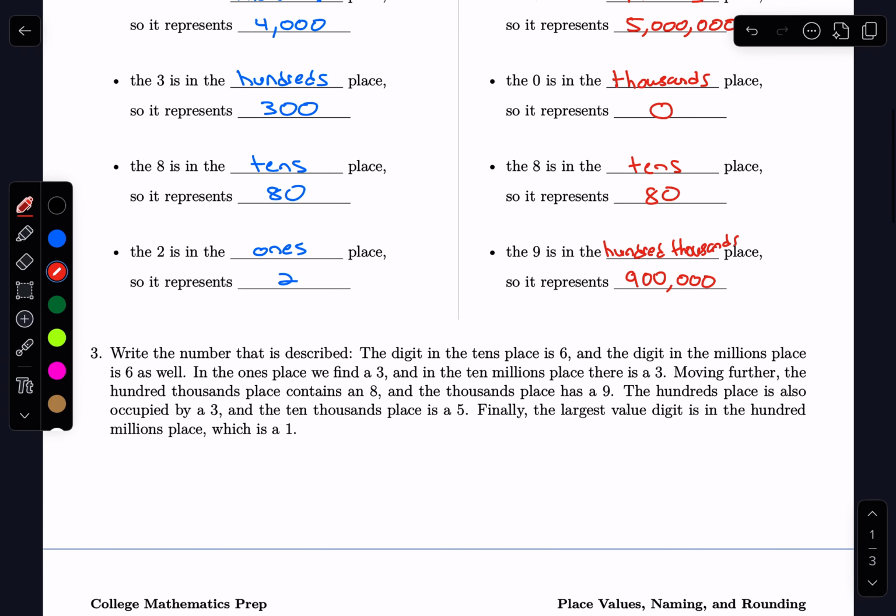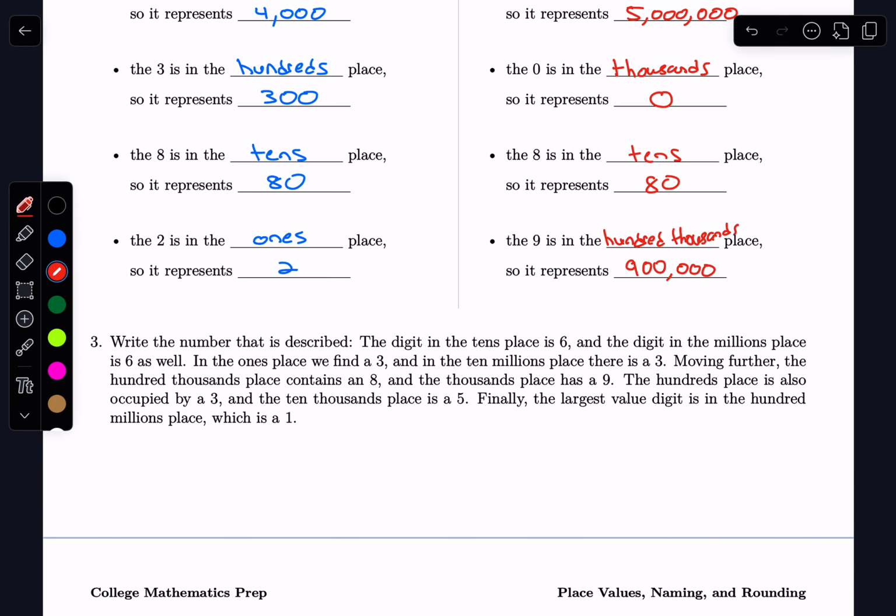So now let's do a little puzzle. We're going to read it once, and that's going to allow us to figure out how big the number is. And then we're going to put all these place values in their appropriate spots. This is just to get you familiar with the names. It says, write the number that is described. The digit in the tens place is a 6, and the digit in the millions place is 6 as well. In the ones place, we find a 3, and in the 10 millions place, there is also a 3. Moving further, the hundred thousands place contains an 8, and the thousands place has a 9. The hundreds place is also occupied by a 3, and the 10,000s place is a 5. Finally, the largest value digit is in the hundred millions place, which is a 1.